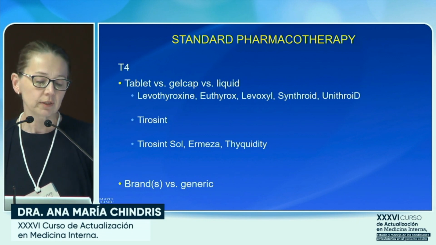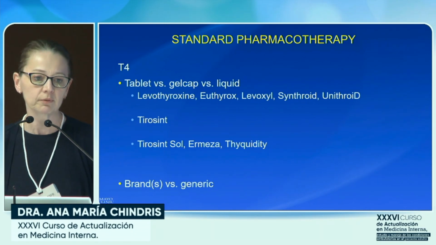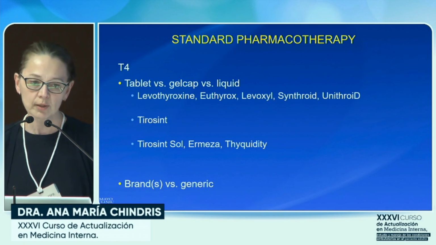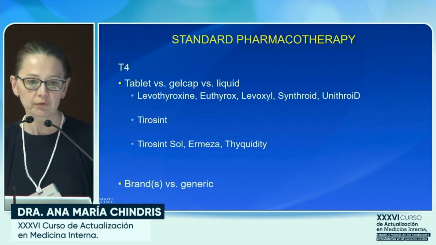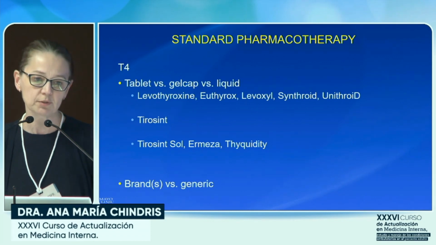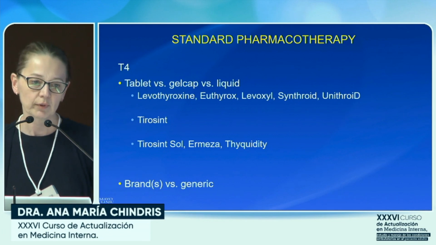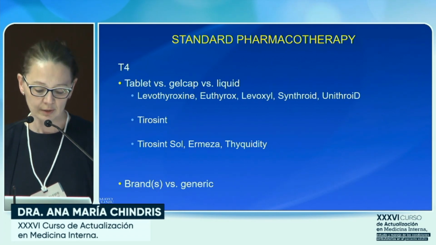At this point, there are a number of options for levothyroxine. It comes in a tablet form, as generic levothyroxine or a number of brands. It also comes in a gel cap form, and the most common one there is Tirosint. And then it also comes in a liquid form, and there are a number of brands on the market. Tirosint solution is probably the most common that at least we use. And that would be indicated in patients who either have some absorption issues or have difficulty swallowing tablets. And like I mentioned, this comes both as generic and various brands.